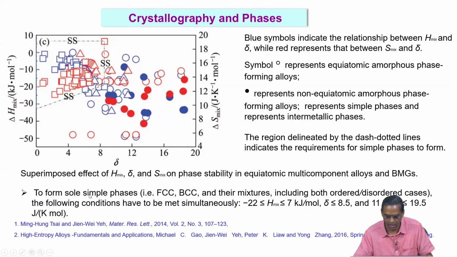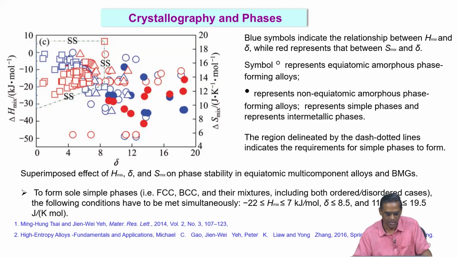That means their enthalpy of mixing should be between -22 to 7 kilojoule per mole, delta should be less than or equal to 8.5, and entropy of mixing should be between 11 to 19.5 joule per kelvin per mole. So this is an experimental window people have already reported, if you want to form simple phases. But again, they are predicting only mixtures. It could be FCC, or BCC, or a mixture of everything. But at least you have some conditions available.